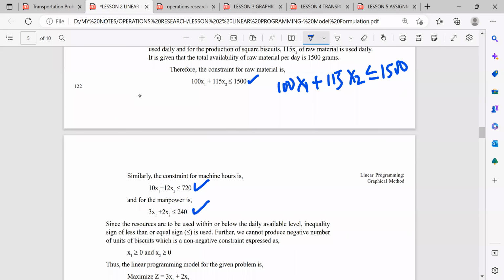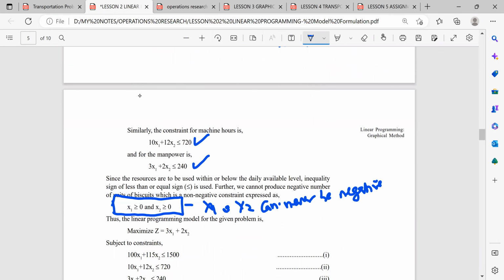Then once you are done with that, you need to write this. By default, you write all the decision variables must be greater or equal to 0. In other words, you cannot produce negative units. X1 cannot be a negative value. That's what it means. So X1 and X2 are non-negative, can never be negative. Because it doesn't make sense for you to say that X1 is, let's say, minus 10. Because what do you mean that you are producing minus 10 units of round biscuits?